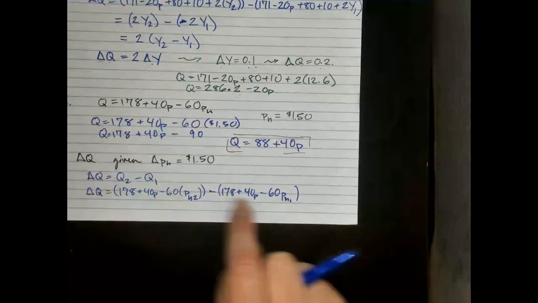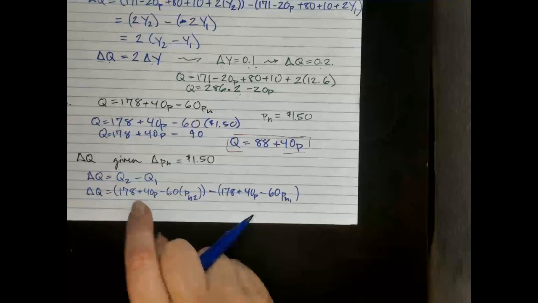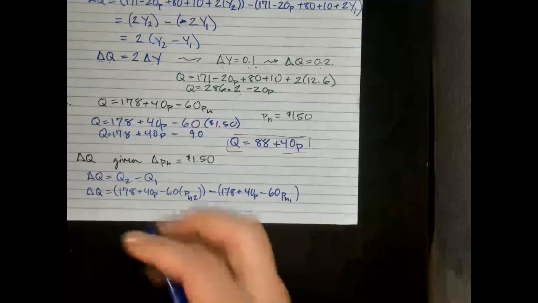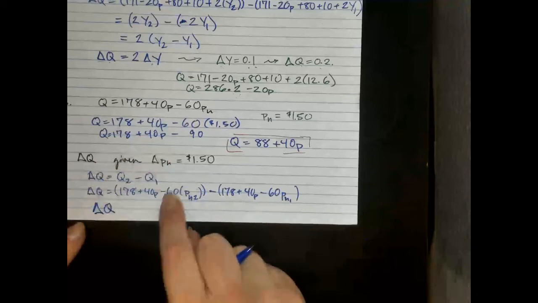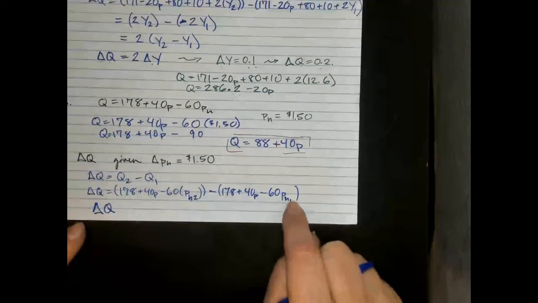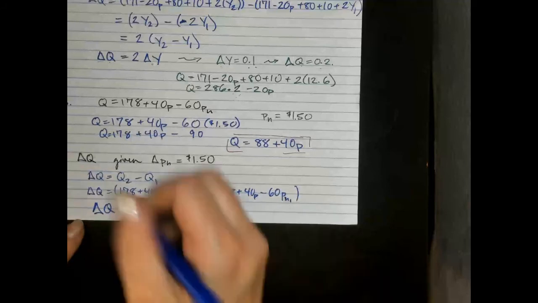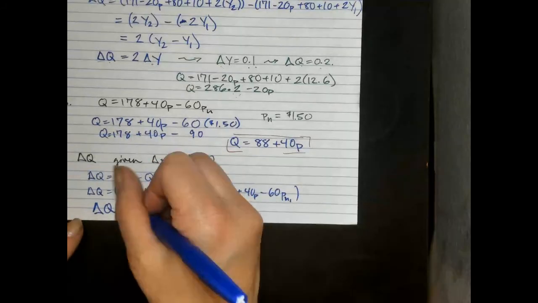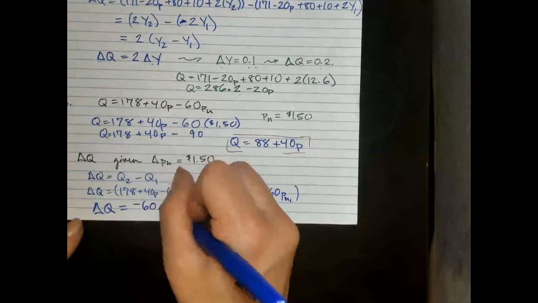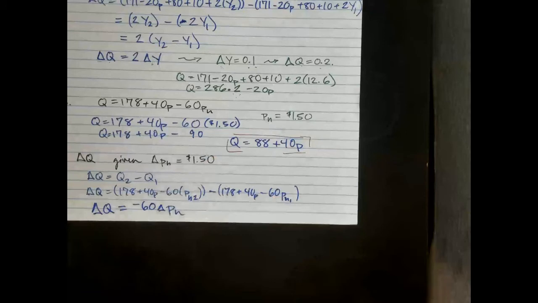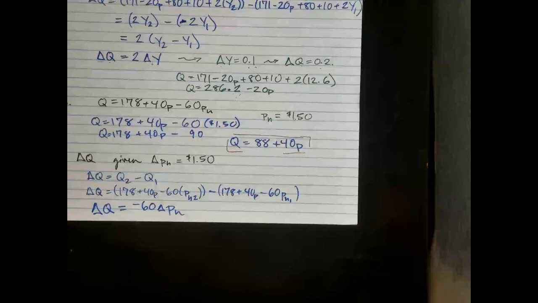So we go through and this clears: 178 minus 178, 40p minus 40p. And so we're left with the change in Q is equal to the coefficient for this change in hog price. So it's going to be equal to negative 60 times the change in the price of hogs. Does that kind of make sense? Hopefully you've seen it enough times that it is comfortable and functional and works for you.